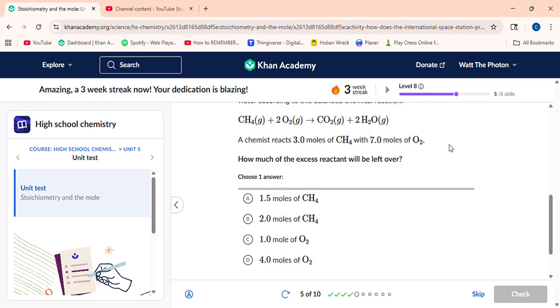The chemist reacts 3 moles of this with 6 moles of oxygen. You'll have 1 mole of oxygen remaining. Of these 7 moles O2 and 3 moles of this, you have 1 mole of oxygen left.